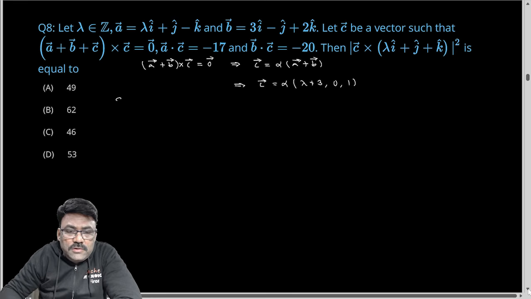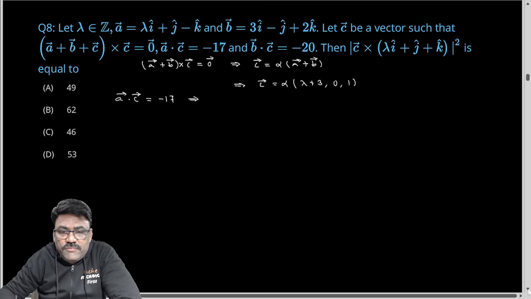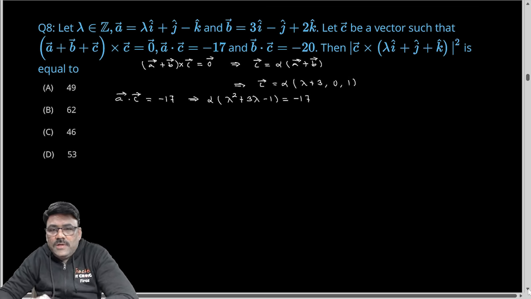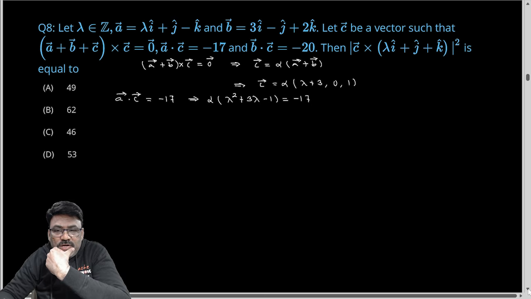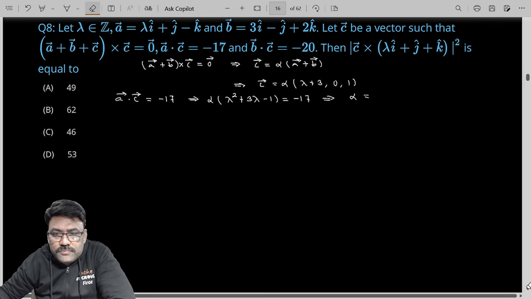So now let's take A dot C, which is minus 17. I'm taking the dot product of the A vector with the C vector. So I will get alpha times (lambda into (lambda plus 3), which is lambda square plus 3 lambda, plus 1 into 0, and then minus 1 into 1), which equals minus 17. So from here I got alpha. Let's keep it as it is. I will just divide the two.